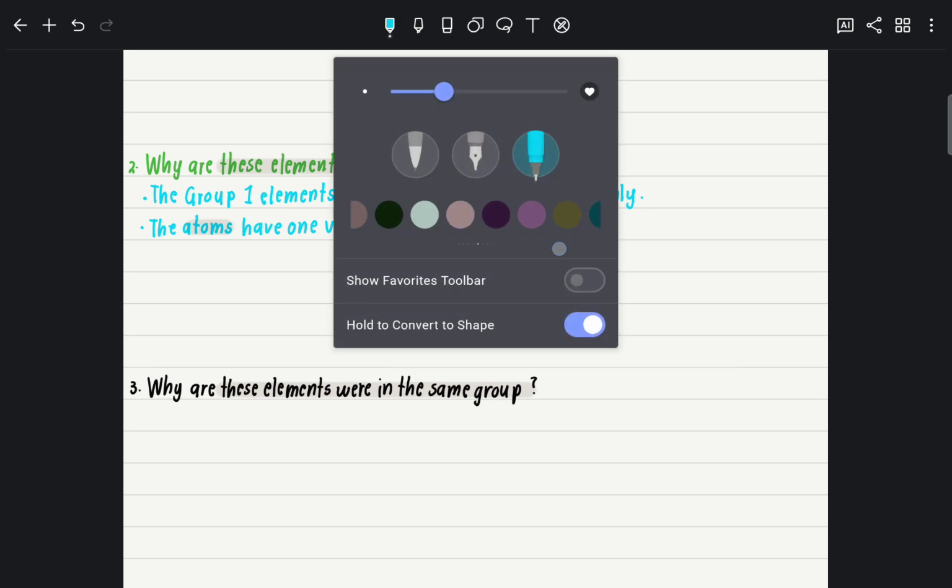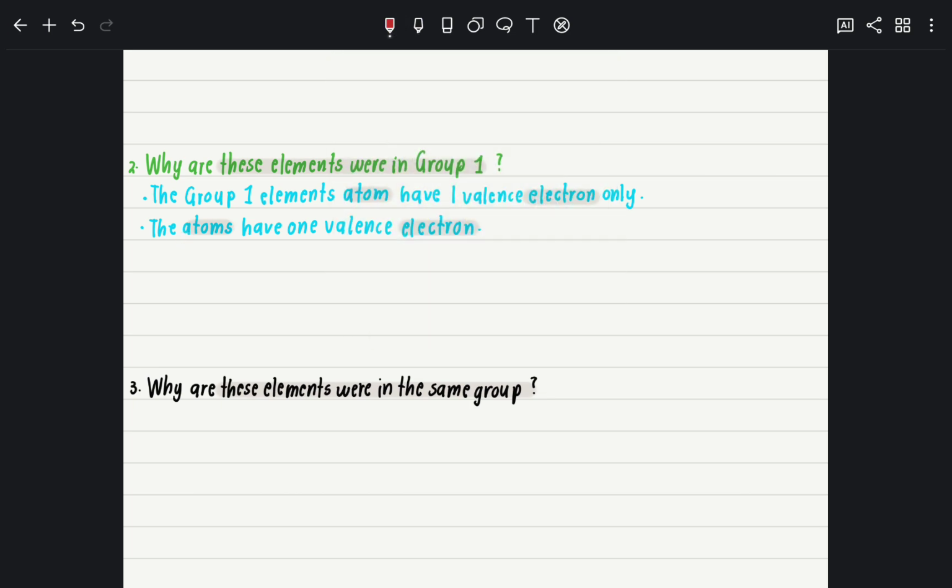Okay, because some students say they have the same chemical properties. No, you cannot talk or explain about chemical properties if the question is about same group. Okay, kejap I kena tulis juga. If the question asks about group.